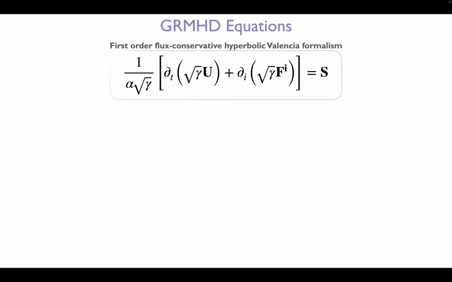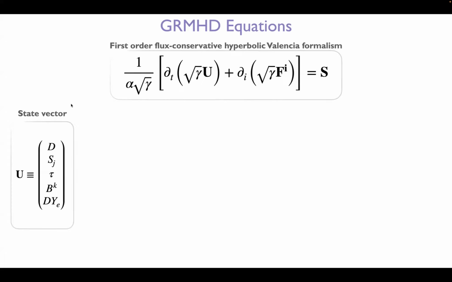Any GRMHD code typically includes this kind of equation that you want to solve. This is essentially a first order flux conservative hyperbolic equation, which is in the Valencia formulation. Here, alpha is your lapse, gamma is the determinant of the spatial metric, and you have u as your state vector.